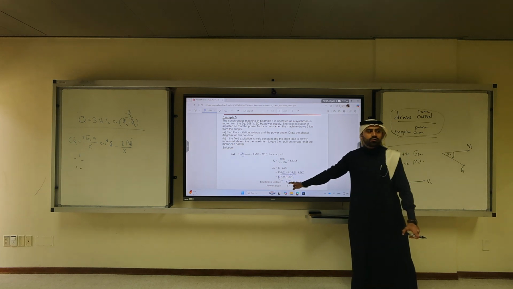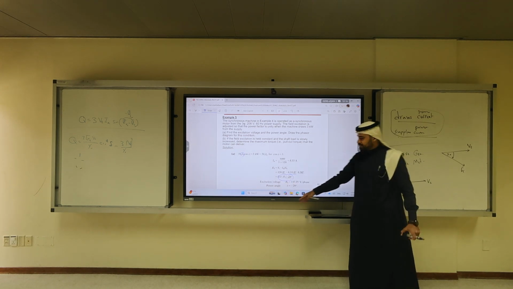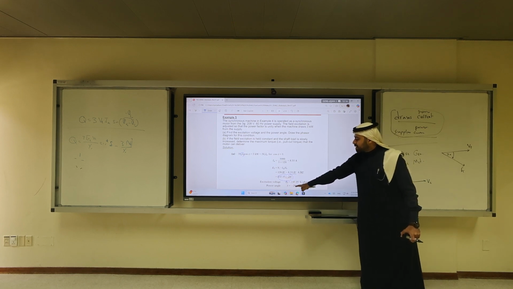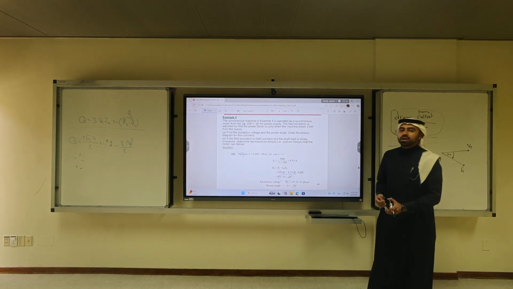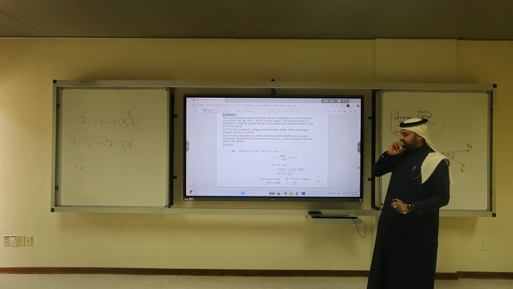I hope all of you can do this by a calculator by now. If you have issues with the calculator, let me know, okay? Then the magnitude is 137. The angle is minus 29. It's negative, so we are operating in a motoring mode. So this is just part A.